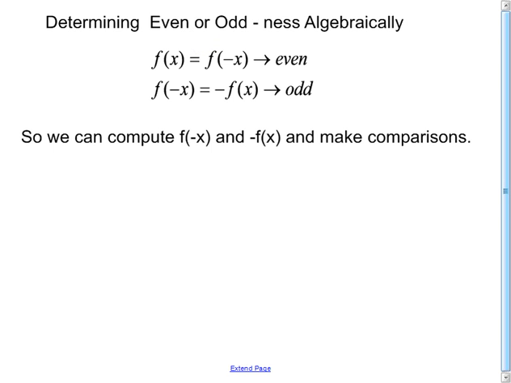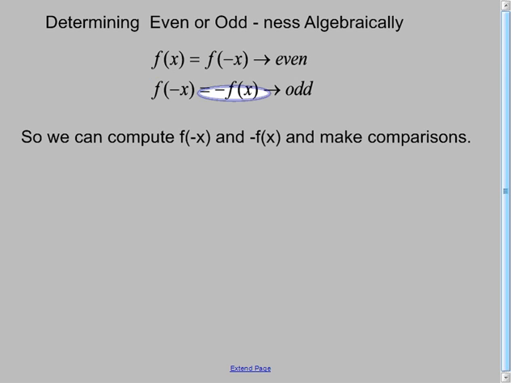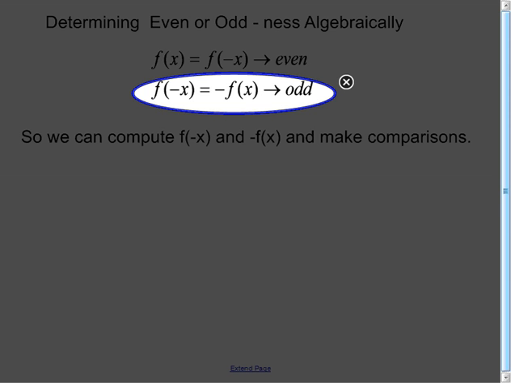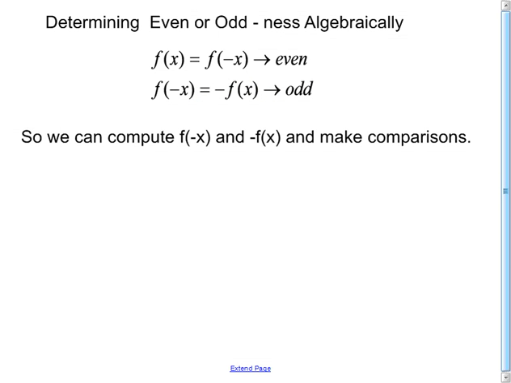Then for odd functions, a function is odd if and only if f at negative x is equal to the opposite of f at x. What we're saying by this is if we take the opposite of an input, it gives us the opposite of the output. Okay, so we can compute f at negative x and the opposite of f at x and make these comparisons.